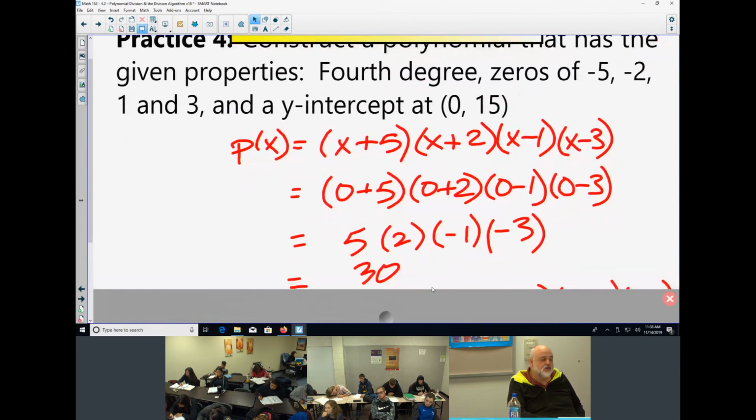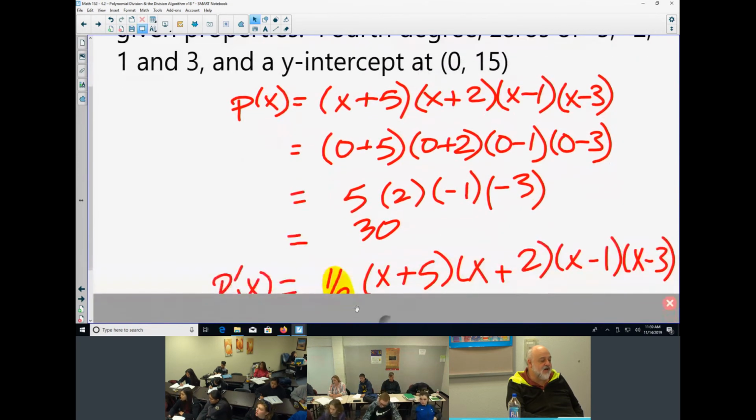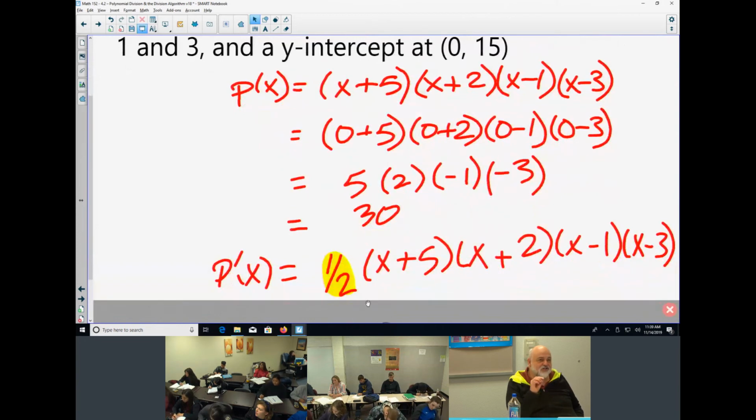So then what do we multiply 30 by to get 15? Half. So what we do is we put a half in front of these, and we're done. You can't add or subtract at the end because that would throw off your zeros. But if you multiply by a half, any of these zeros would still give you a 0.